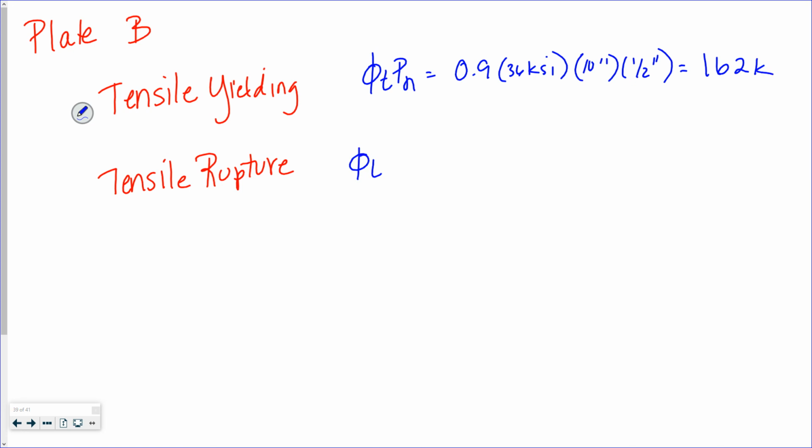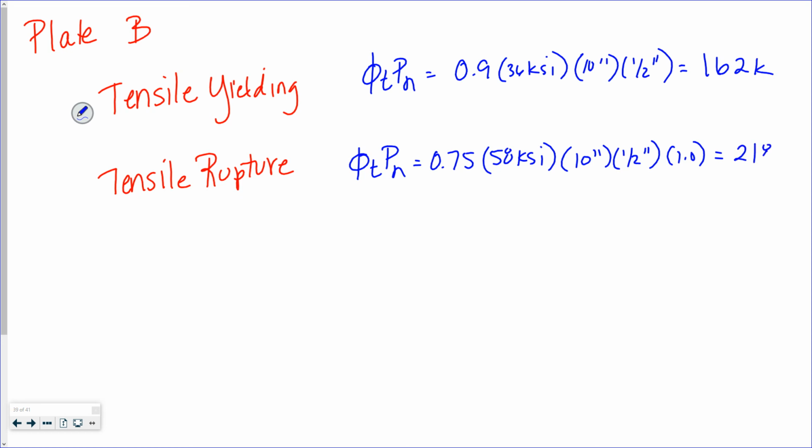Tensile rupture, 0.75, 58 ksi, 10 inches and a 1/2 inch plate. Again, oh, and I guess a U of 1. We'll put that in there. My net area is equal to my gross area because there's no holes. My U is equal to 1 because you got transverse and longitudinal welds, and the entire plate is the only cross-sectional element. So 218 kips.